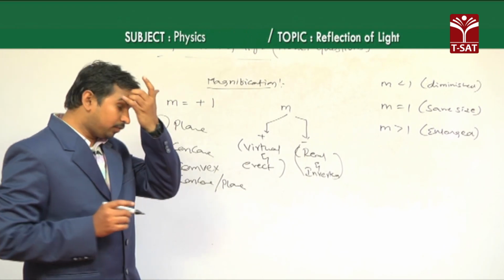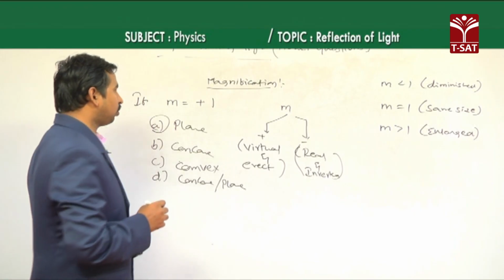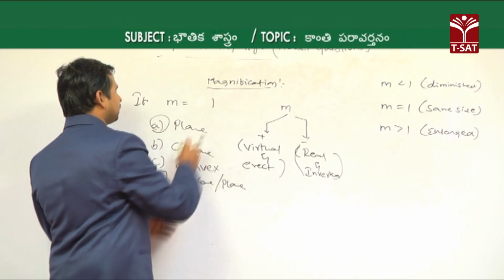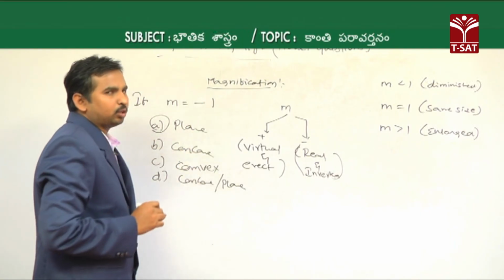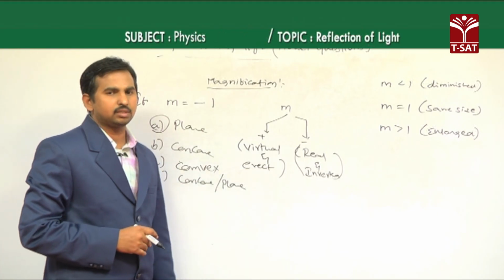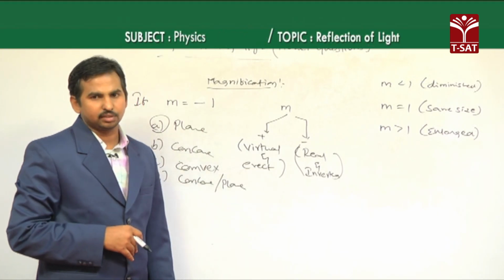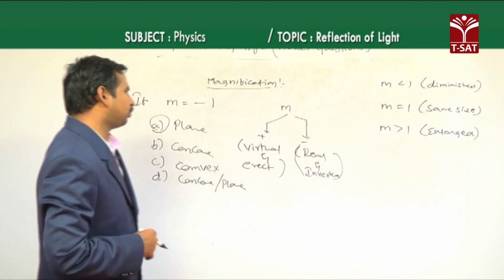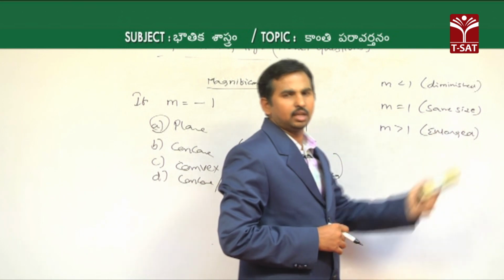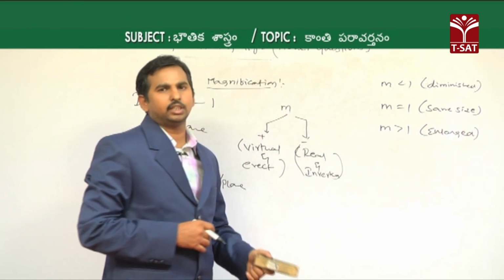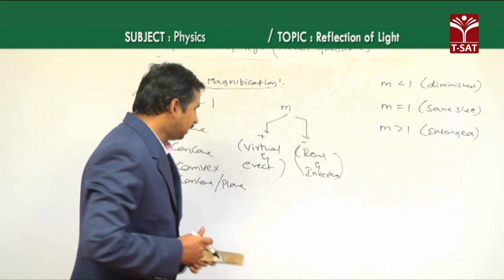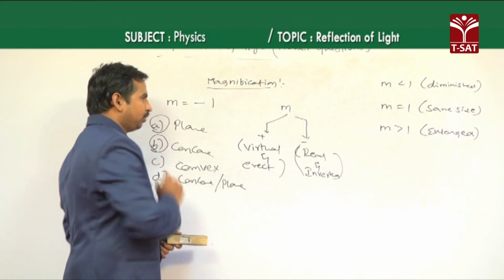But if in the same question they give m equal to -1, the minus represents that the image formed is real and inverted, and 1 represents the same size. As it is forming a real and inverted image with the same size, the answer is going to be concave mirror here.